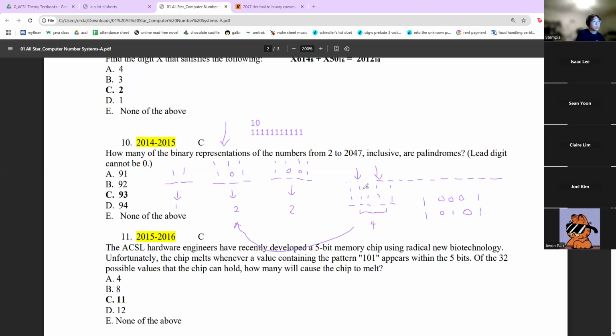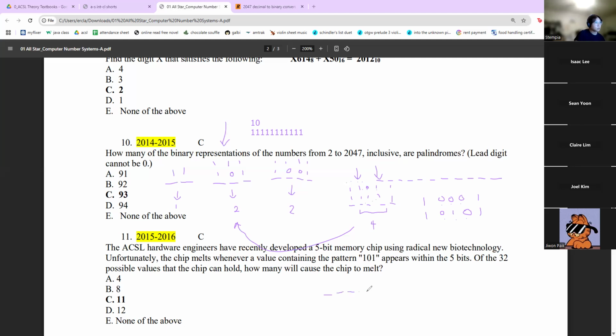But once again, if 101 is an option, that also means 000 is an option. If 111 is an option, that means 010 is also an option. So for every single pairing, like 5, 3, 6, 4, it's essentially going to double in length.